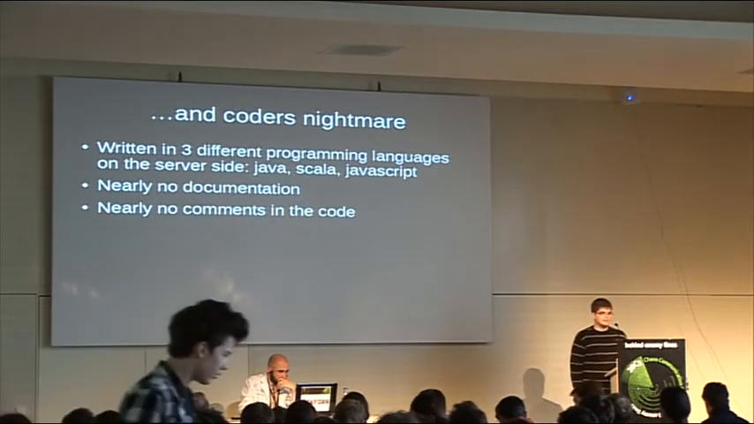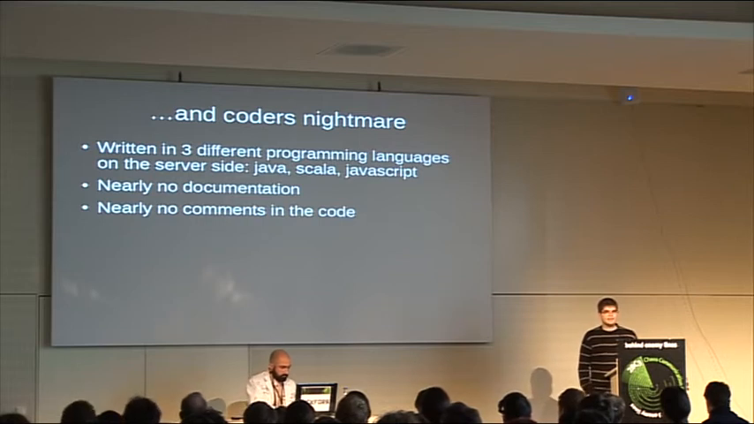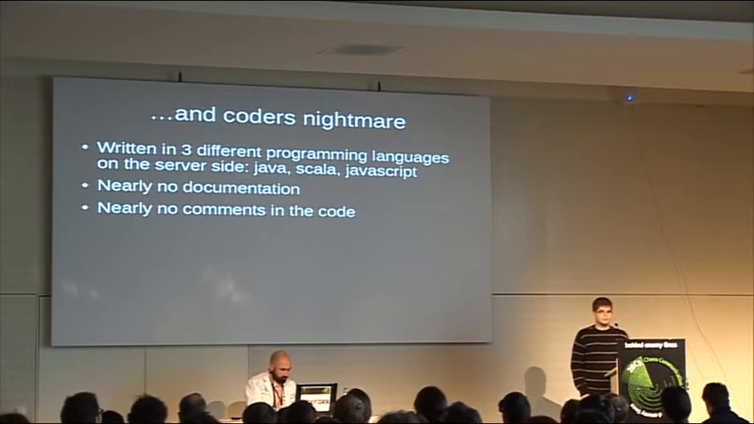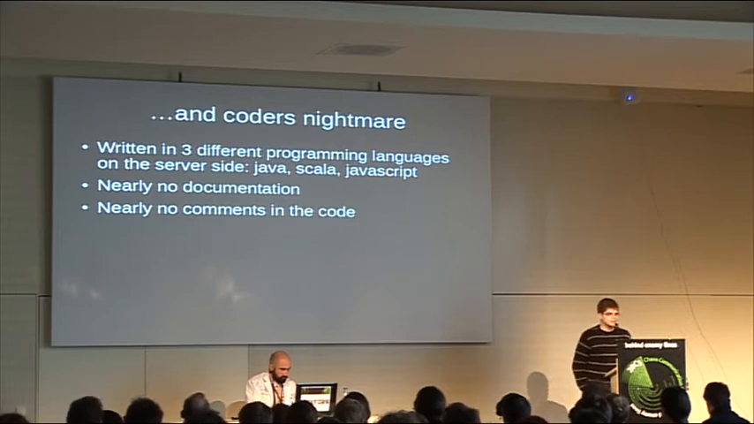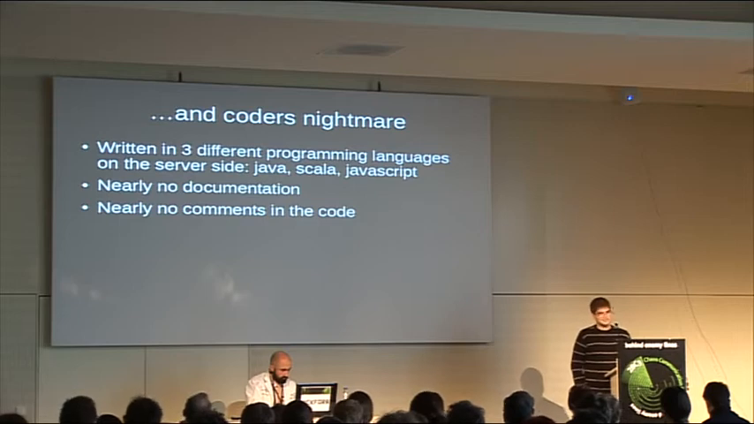The other problem is that it's also a coder's nightmare. It's written in three different programming languages on the server side: Java, Scala, and JavaScript, which runs on Rhino. There's nearly no documentation, and there are nearly no comments in the code. So it's very, very difficult to change, even if it's open source. So open source is not everything. You also need documentation, too.